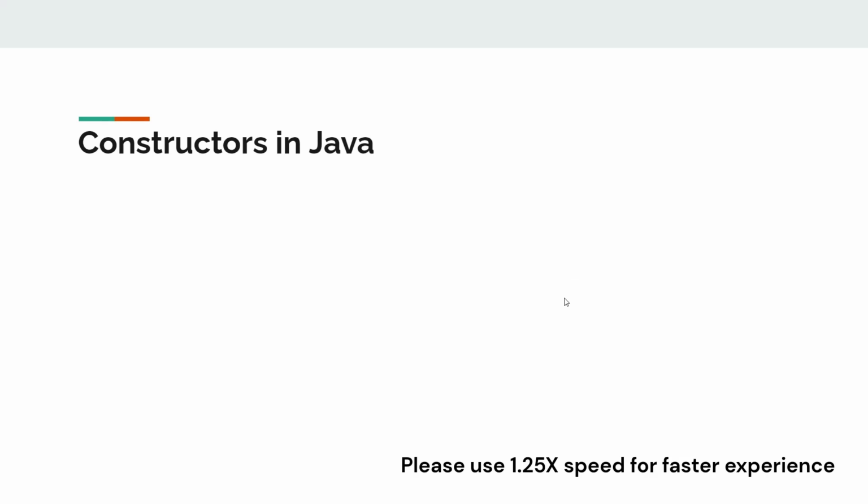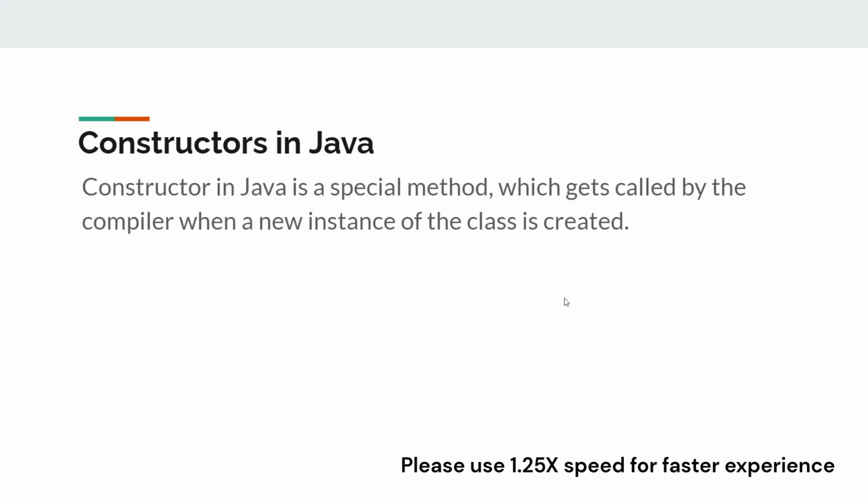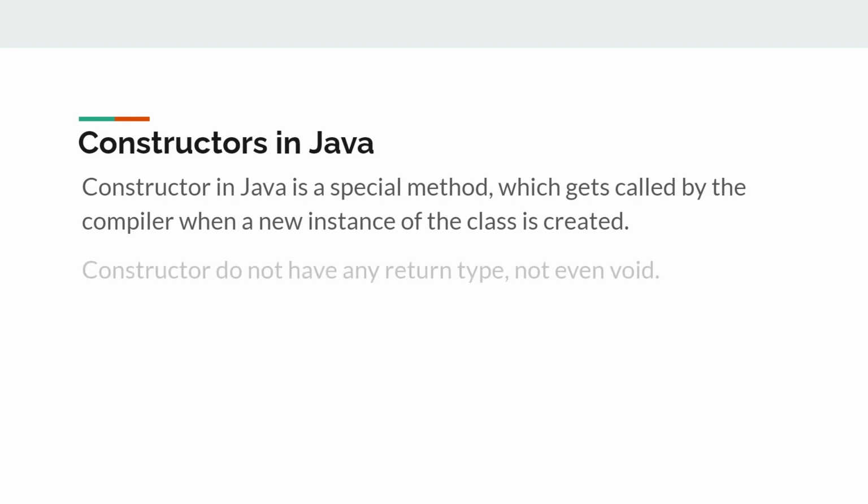What is a constructor in Java? A constructor in Java is a special method which gets called by the compiler when a new instance of the class is created. So when we create a new instance of the class using the new keyword, that is when the constructor is called. Constructors do not have any return type.